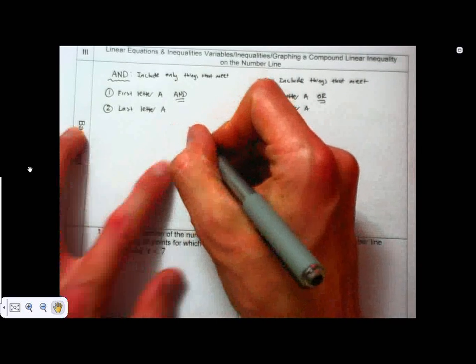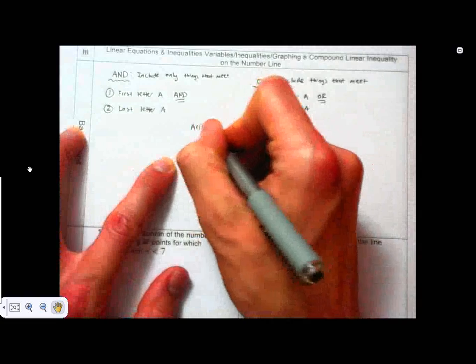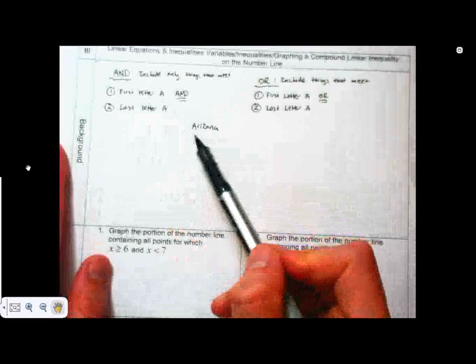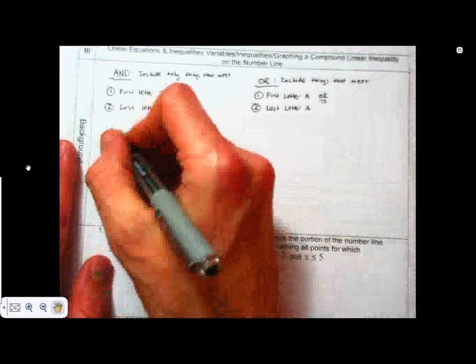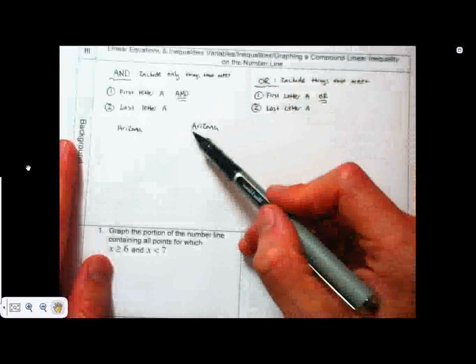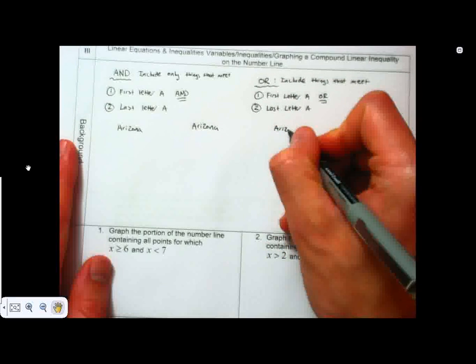The first state is Arizona. Well, Arizona, its first letter is an A and its last letter is an A. It meets both conditions. Therefore, Arizona is going to go in this category. Let's see if it goes in this category. Is its first letter an A or its last letter an A? Well, actually, both conditions are met here, so we've actually met more than we need to. So that means Arizona is going to go in this set as well.